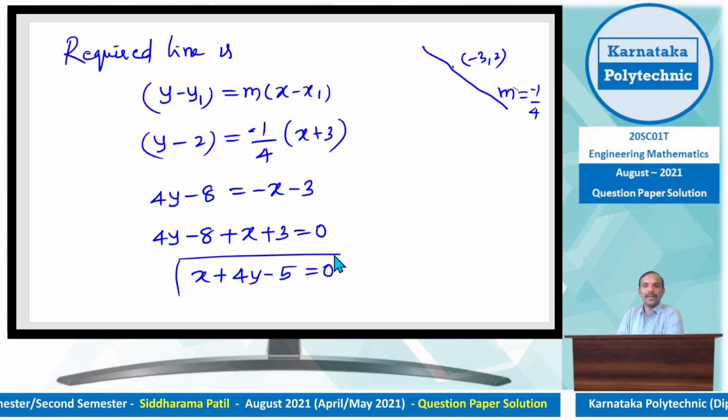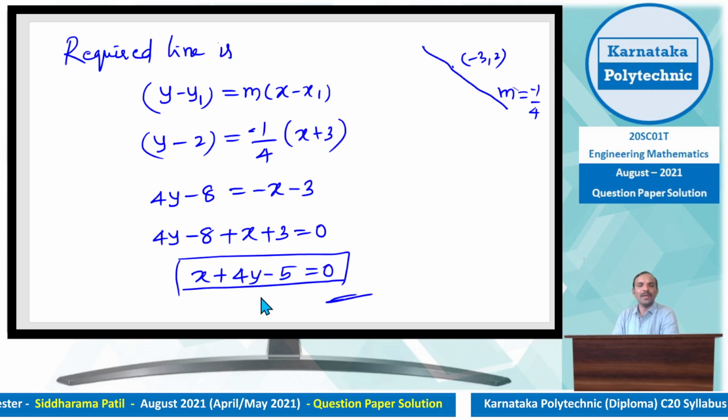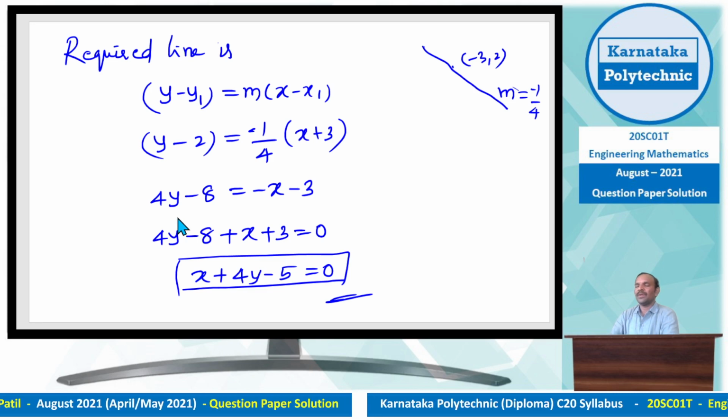It is the same answer you got by the alternate method. Now, these are the questions from section 2. Now, moving to section 3.